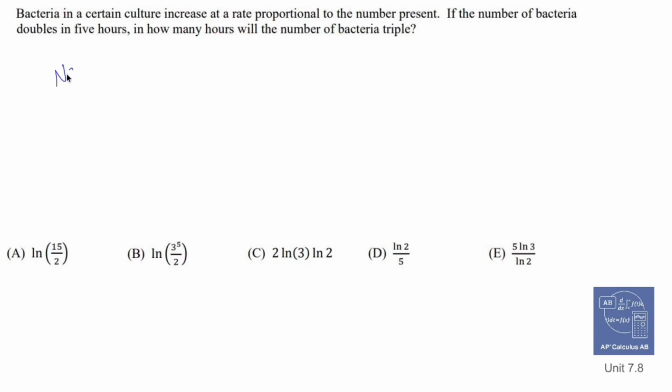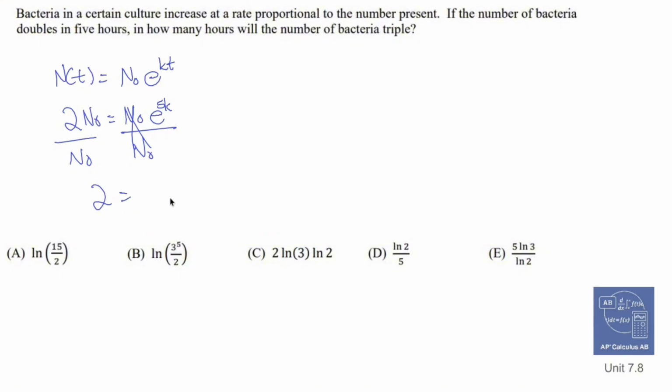Well, we're dealing with exponential stuff. So here is a nice exponential equation. We'll do N for number. That's going to equal the initial value times e to the kt. Now, I don't know the initial value, no clue, so I'm going to leave that like that. But what I do know is that it doubles in 5 hours. So whatever N sub 0 is going to become 2 N sub 0. Divide both sides by N sub 0, and 2 is going to equal e to the 5k.